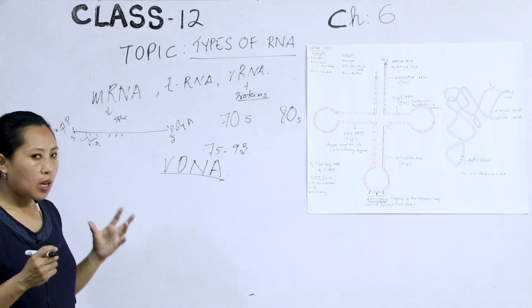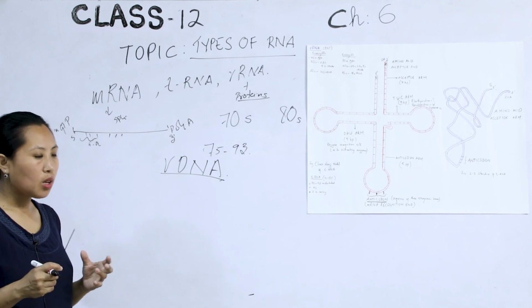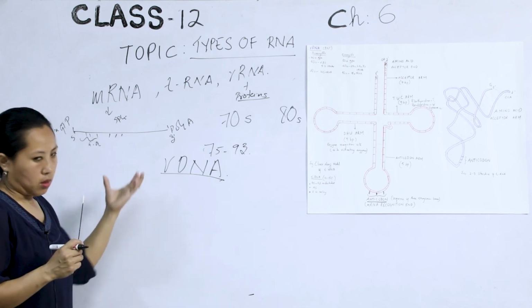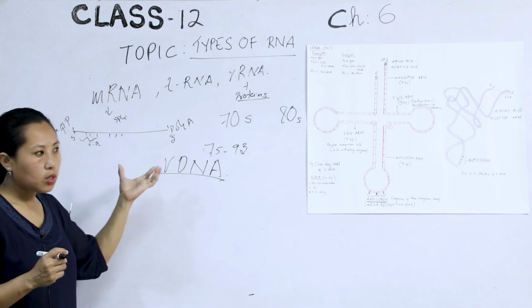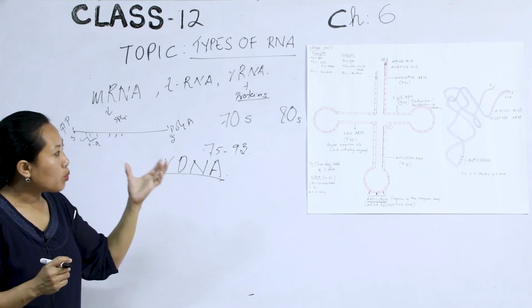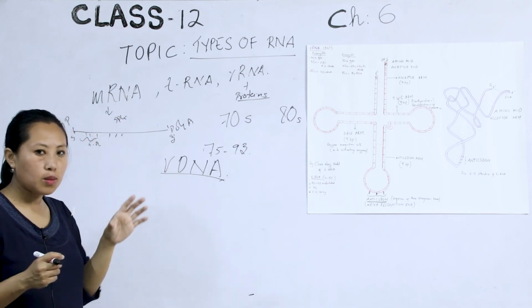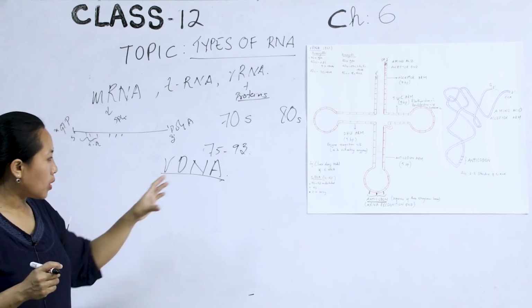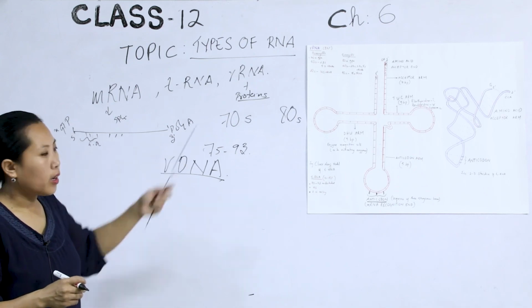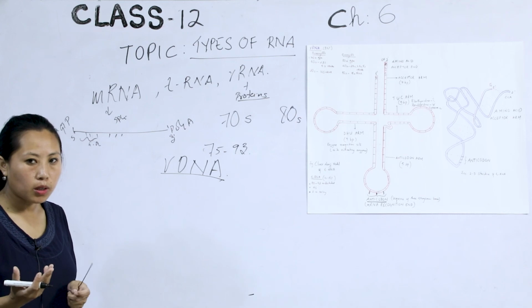All these types of RNA do not function in isolation, but they function in a coordinated manner. Carrying the genetic information from the nucleus into the cytoplasm is done by the messenger RNA, while during the process of protein synthesis, the amino acid is brought from the cytoplasm to the site of protein synthesis by transfer RNA.